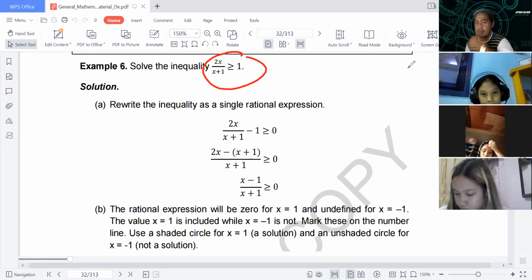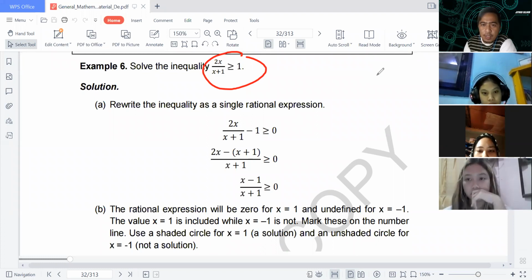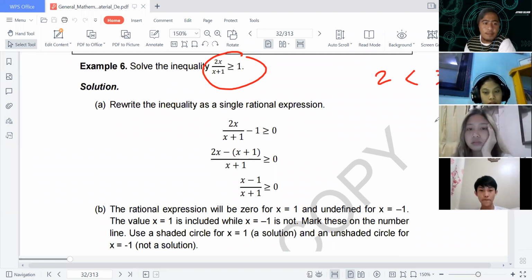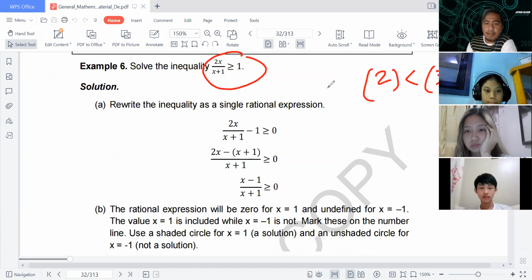By the way, before that, this is very important. If I have here 2 is less than 3, is it true or not? True, sir. True. Okay, what will happen if I multiply a positive number, for example I multiply 5 to both sides? Will the inequality remain?